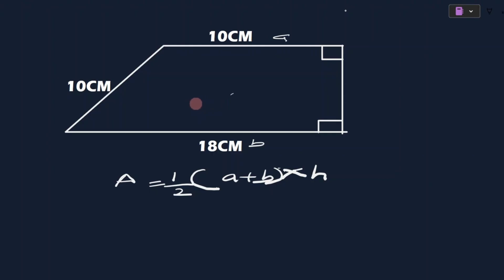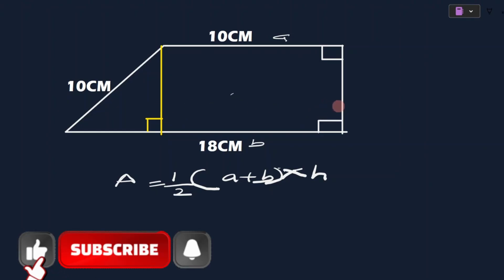If you notice, the total length from here to here is 10 centimeter, and also the total length from here to here, it is also 18 centimeter. So all we need to do is to adjust here. If from here to here is 10 centimeter, let's create another line. If we do that, see what we get. So this angle is also 90 degrees because this one is perpendicular to this. So whatever we get here is equal to the height of this trapezoid.